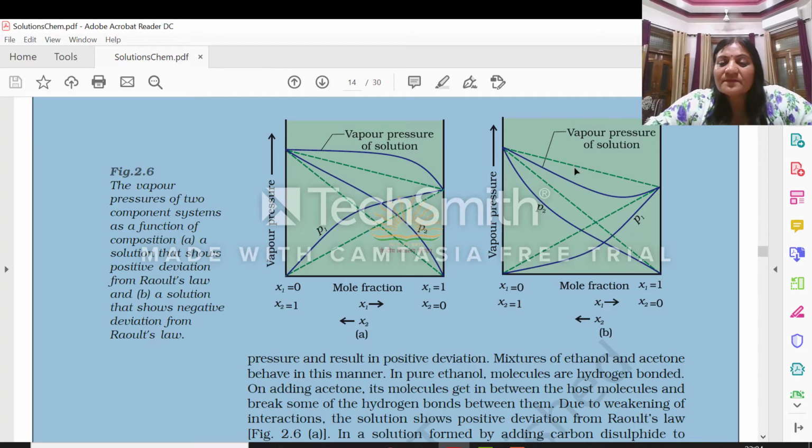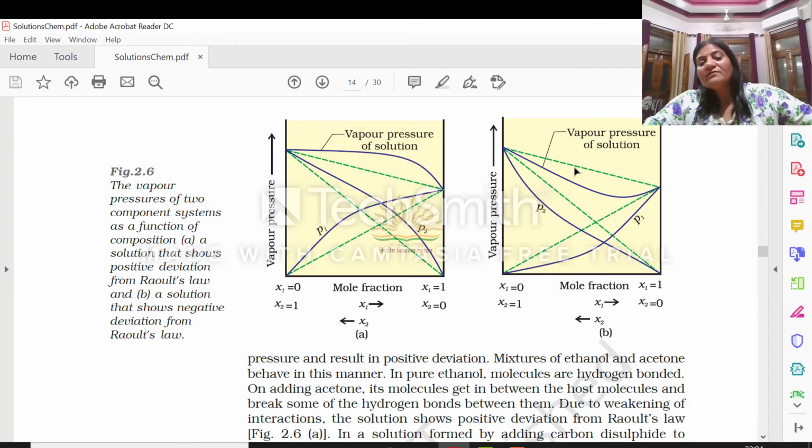Means the value of the vapor pressure of the component is lower than the value from Raoult's law. This happens when the A-B interaction, the solute-solvent interaction, is stronger than the solute-solute interaction and the solvent-solvent interaction.